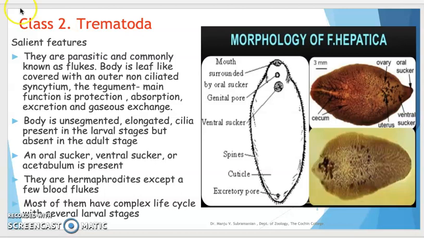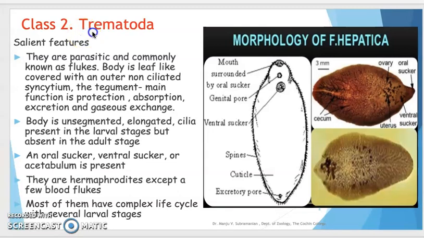In this video lecture we will be discussing the second class of phylum Platyhelminthes, that is Trematoda. So the second class is Trematoda.